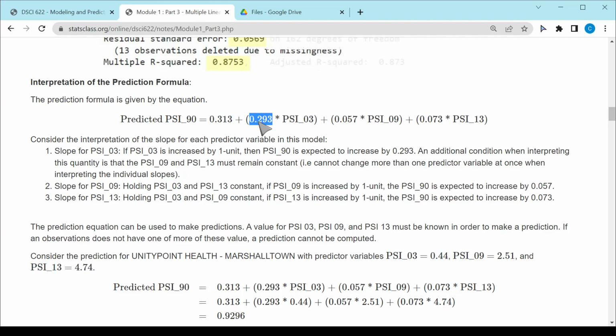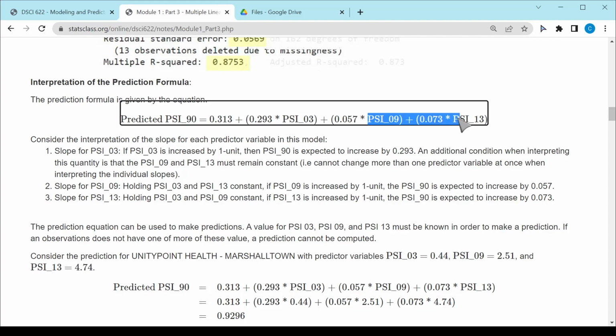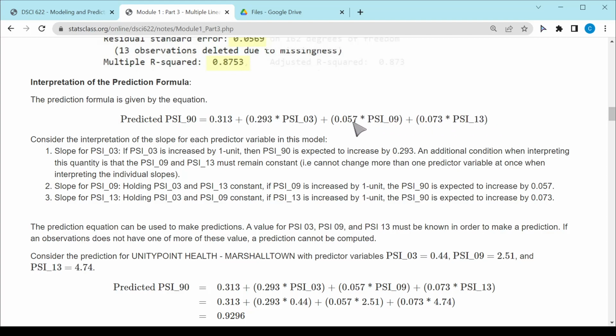Now there's one additional condition that I should be worried about when I'm interpreting this 0.293. And that is, I cannot change the PSI 09, nor can I change the PSI 13 here. So when I'm trying to understand the effect of this predictor variable, these others cannot change at the same time. So what we often say is that if these other predictors remain constant, then a 1 unit increase in PSI 03 will increase my predicted PSI by 0.293.